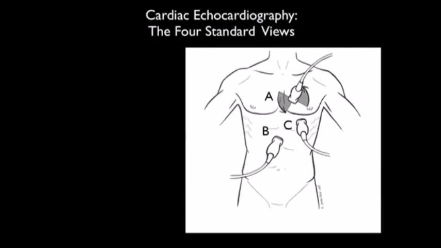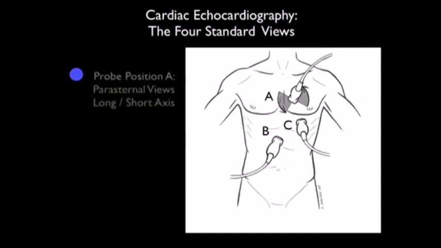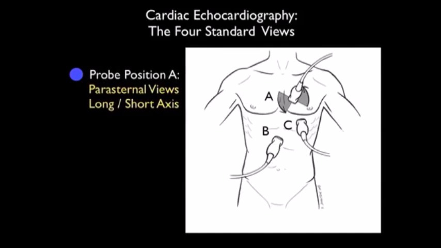Let's begin by reviewing the 4 standard views of the cardiac echo exam. The first view, as shown in probe position A, is the parasternal views, both long and short axis planes, and this is going to be performed directly on the anterior chest wall.